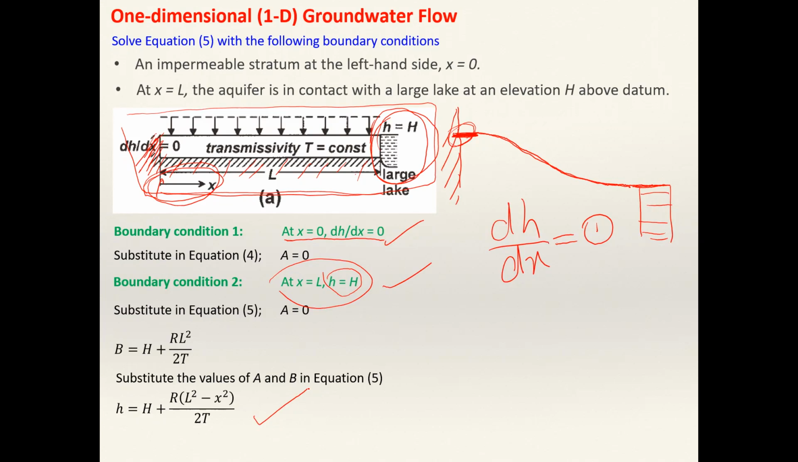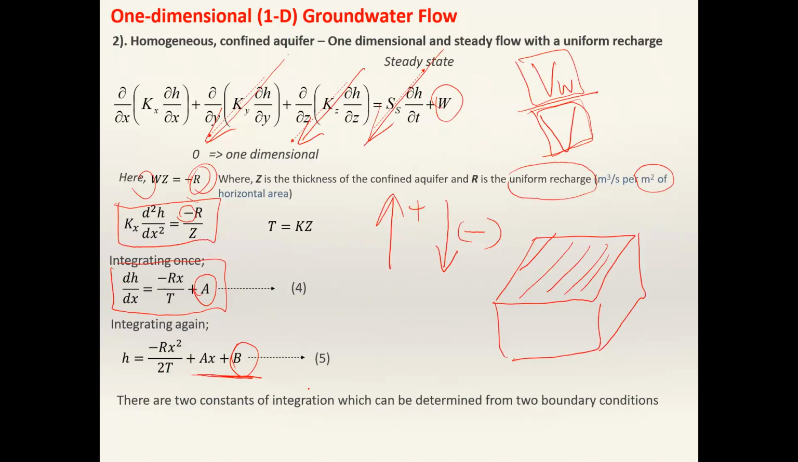Right? So what I want to say here is that depending on the given conditions, you should be able to simplify the equation. The three-dimensional groundwater flow equation should be simplified based on the given conditions. It can be steady flow, it can be unsteady flow. It can be one-dimensional or it can be three-dimensional. Or it can be homogeneous or it can be heterogeneous. So based on the given boundary conditions or the given assumptions, you simplify the equation.